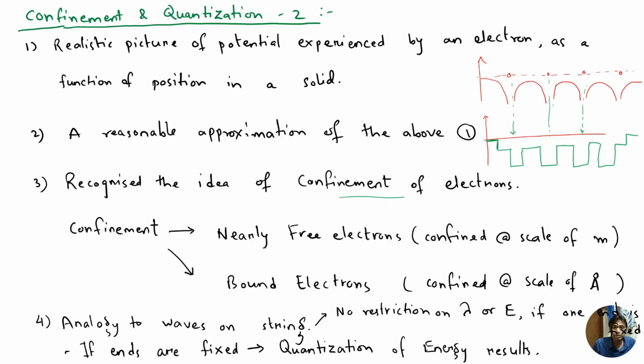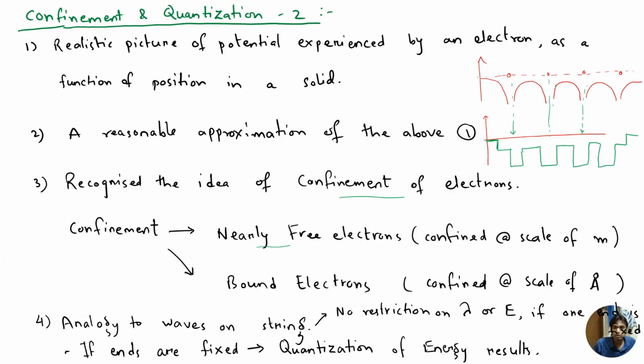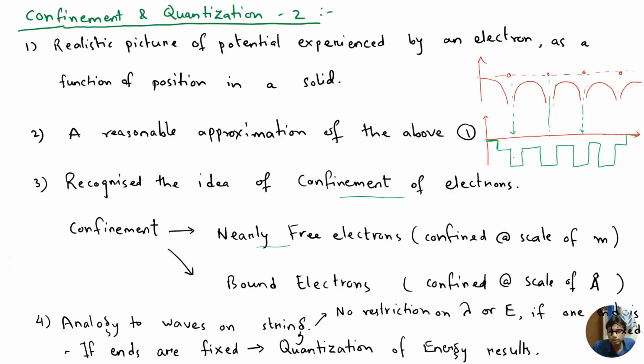There are two types of confinement. One is the nearly free electron confinement, which is in this extent, of the order of around 1 meter, from here to here. And there is another confinement where the electrons are confined in a particular ionic core. These are the bound electrons, and it has an extent of the order of a few angstroms.